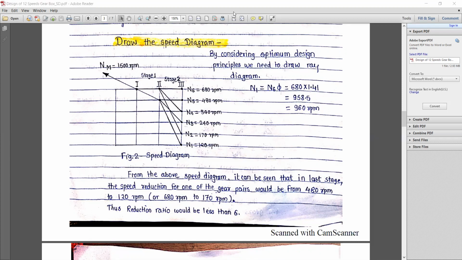To draw this diagram, we need to first draw a sample line, which we can call a motor line. Here, this line shows the motor speed, that is, the motor shaft. Then shaft number 1, shaft number 2, and shaft number 3. So first, this is the motor shaft, this is the first shaft, this is the second shaft, and this is the third shaft.